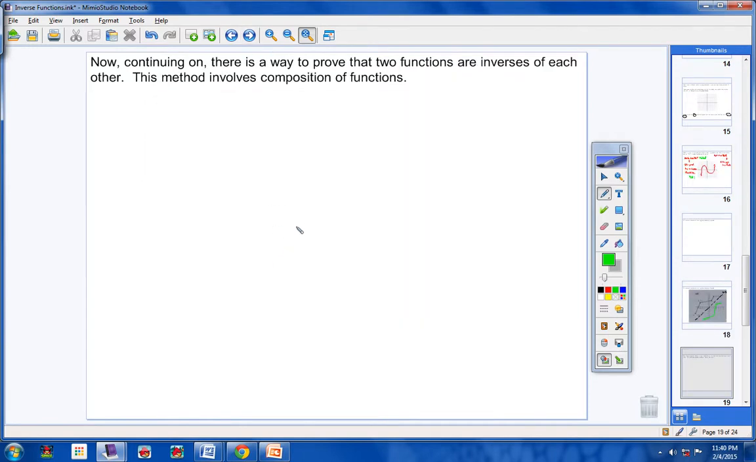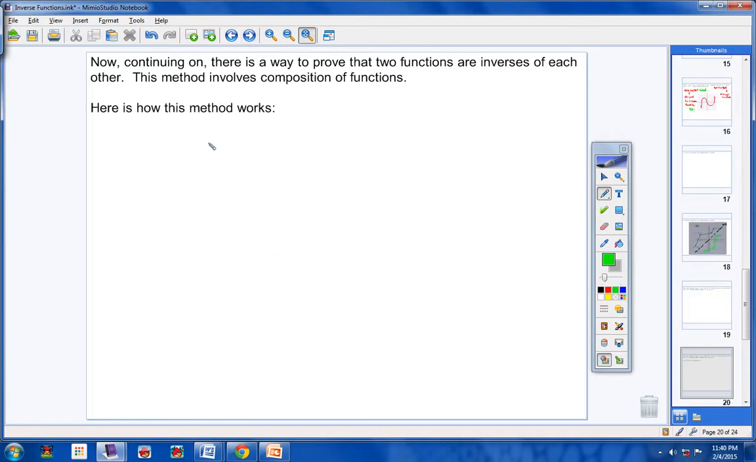Now, there is a way to prove that two functions are inverses of each other. Okay? There is a way to do that. This method involves composition of functions, okay? So there is a way to prove that two functions are inverses of each other. Here's how it works. I would encourage you to copy this down.